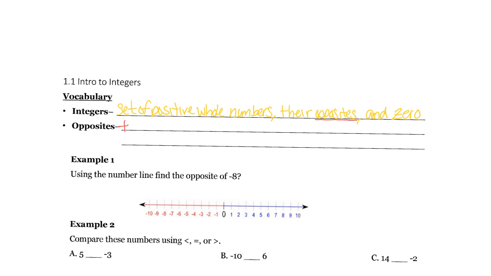Opposites are two numbers that are the same distance from zero. So two numbers that are the same distance from zero on a number line, but in opposite directions.